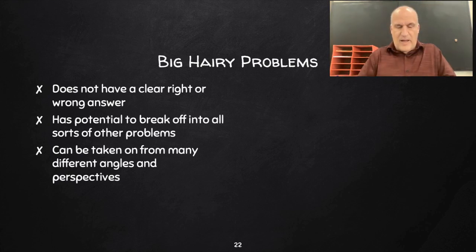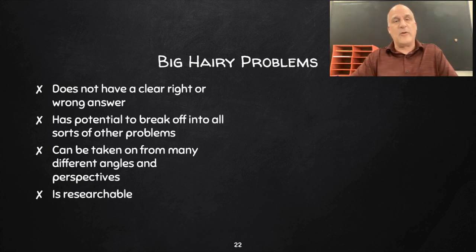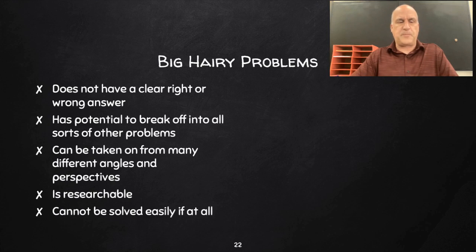So it might be the problem may be solved by this if you're in this situation. But if you're in this situation, you may have to take this approach. So there are many different ways and angles and perspectives to think about. It is important that it's researchable. So you can't give them a problem like, is there life on other planets? We don't have any research to back that up either way. And so it needs to be something that they can do some research on.